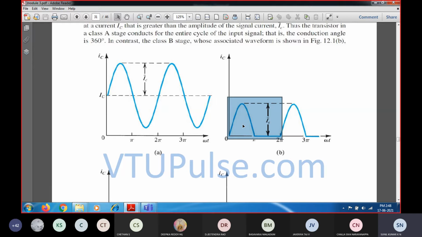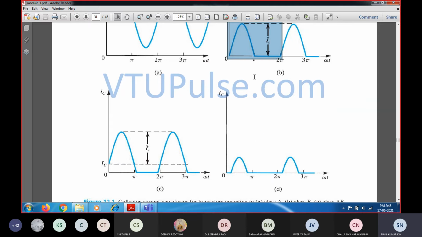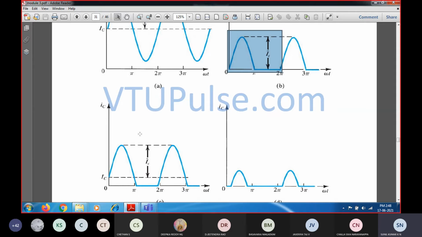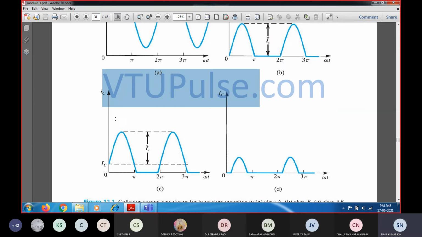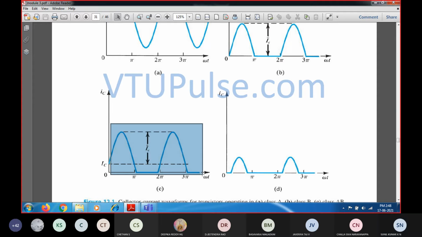class B amplifier. There are some advantages and disadvantages also. Now if you go for the class AB amplifier, so this is the class A amplifier and this is the class B amplifier. This is the class A amplifier output, where you can see the complete output waveform. The dotted line indicates the baseline, and the Q point, as I told you, is the operating point.